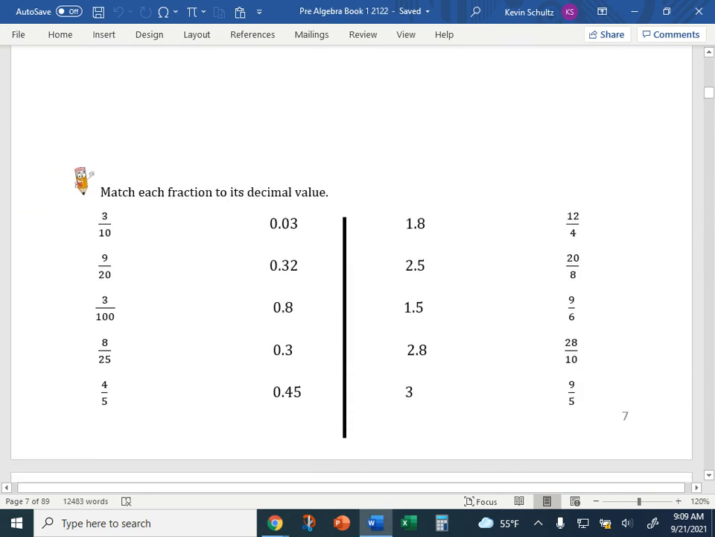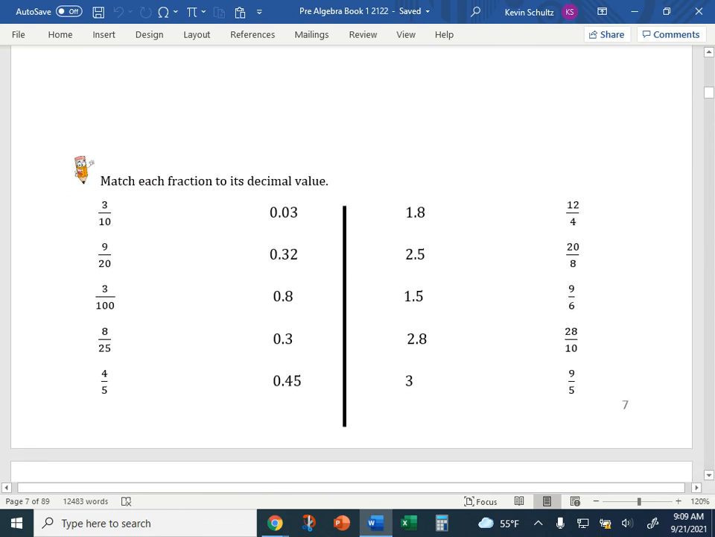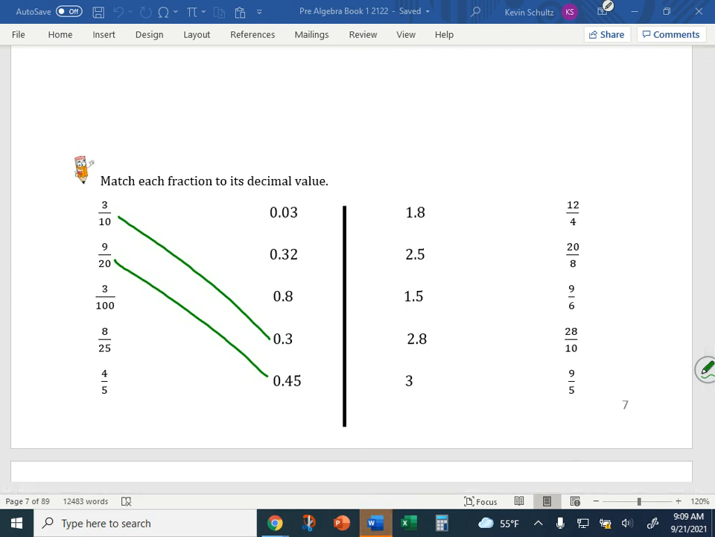It says match each fraction to its decimal value. So 3/10 is equivalent to what decimal on the right side? Haley? 0.3. So just draw a line right down to there. 9/20 is equivalent to which decimal on the right side? Wyatt? 0.45. So draw a line there. And same thing in that second set. Here you're matching each decimal to its fractional value there.